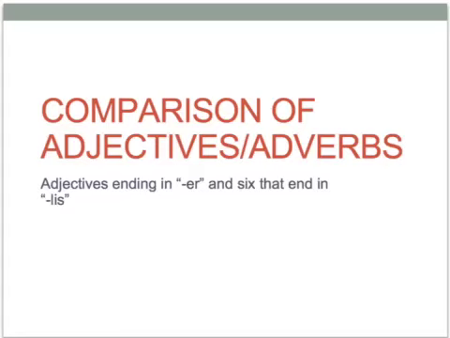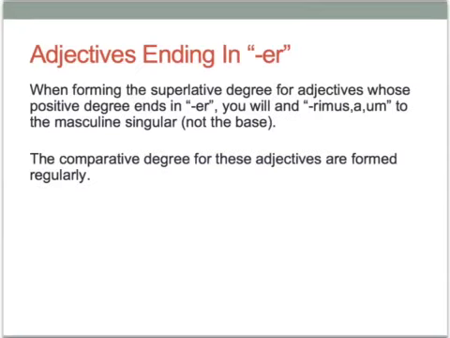In this video, we'll be covering the comparison of adjectives and adverbs for adjectives that end in -er for the nominative masculine singular, and six special adjectives that end in -lis. When forming the superlative degree of adjectives whose positive degree ends in -er, you will add -rimus, -a, -um to the masculine singular, not the base.